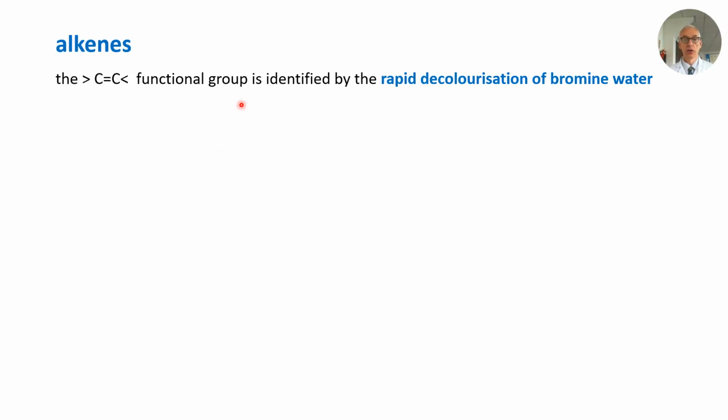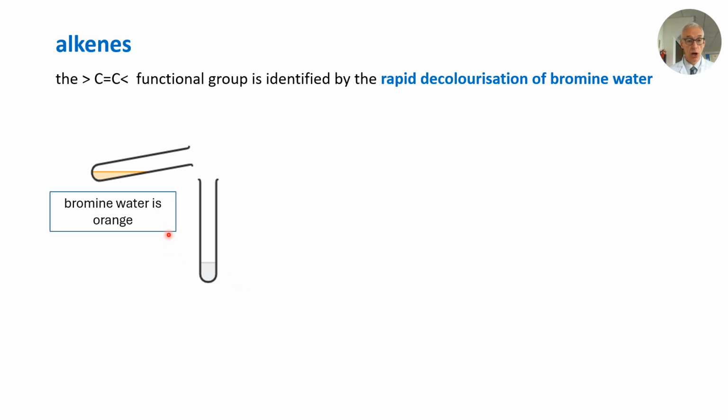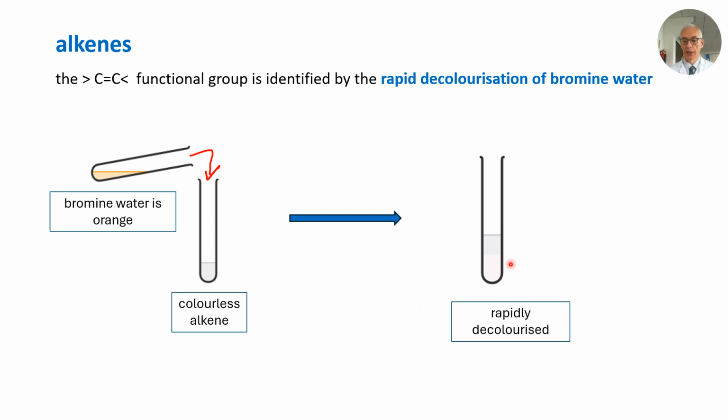The alkene functional group is identified by the rapid decolorization of bromine water. So here is some bromine water. Here is our unknown sample. Bromine water is orange. You are expected to know and recall that. Alkenes tend to be colorless liquids. We mix some drops of bromine water into the alkene, and the bromine water generally will form the lower layer and be rapidly decolorized, that is, go from orange to colorless.